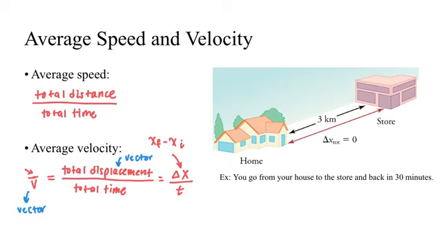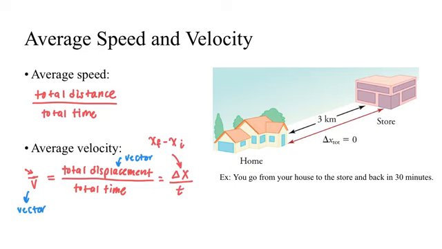So let's take a look at an example. Let's say on the right, you see this image. You're going from your house to the store, and the store is 3 kilometers away. So you go to the store, and then you come back home. And let's say it takes you 30 minutes to make that trip. So what would your average speed be?